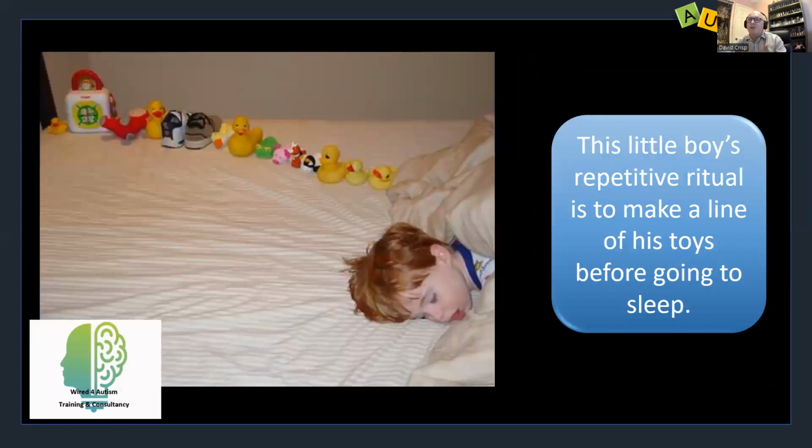Again, like this little boy's repetitive ritual to make a line of his toys before going to sleep. So again, he's in control of his environment, because the environment is, as we mentioned, unpredictable. So he only goes to sleep when everything's all lined up just as it should be. But it also means, hopefully, when he wakes up, that familiarity will still be there the next day. So that is that comfort that everything's in its right place. So when I wake up in the morning, everything's in the right place, so all's well with the world. But woe betide if mum and dad move one of those toys. It can be literally living hell to that child when they wake up.